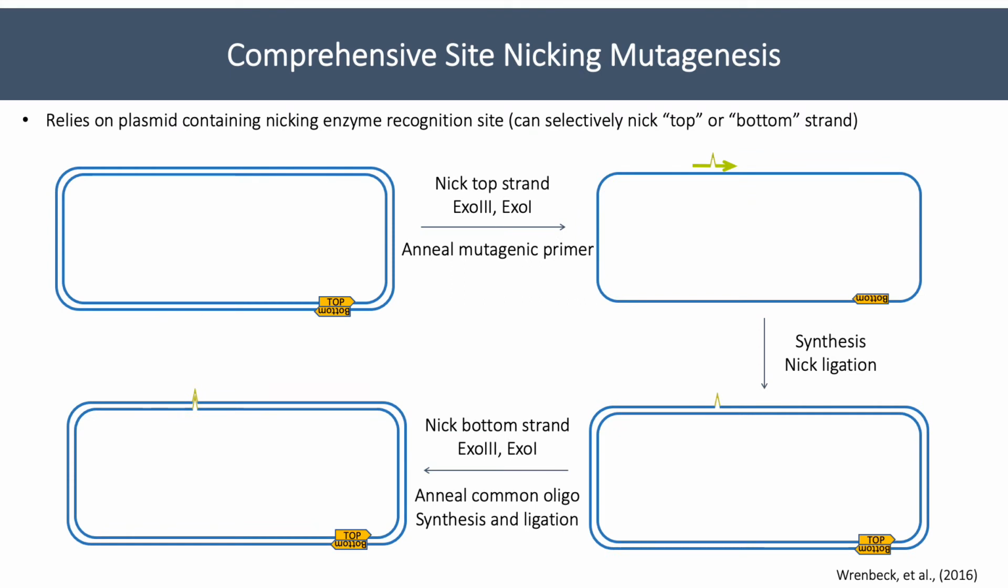A second very similar method uses DNA nicking at a specific restriction site. You selectively nick the top strand of your duplex and then degrade it using exonucleases. Mutagenic oligos are then annealed, extended, and the nicks are then sealed by DNA ligase. The bottom strand is then nicked and again removed by exonuclease digestion. A common oligo is then annealed and extended, and this creates your new double-strand mutated plasmid.